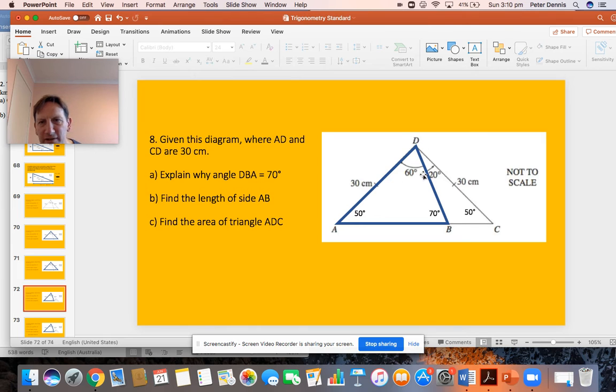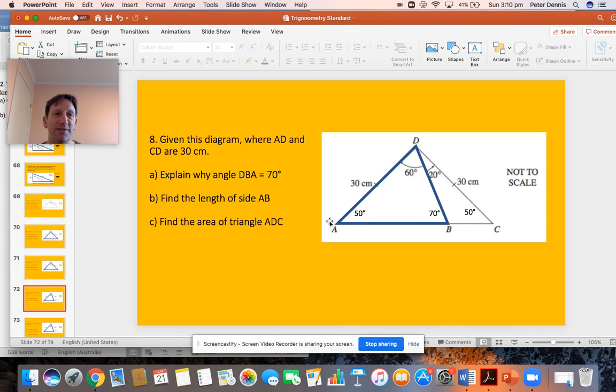So what we've got in this smaller triangle, we know that this is 50, this is 60. The angle sum of a triangle equals 180. So 50 plus 60 is 110, plus 70, 180. That is why angle DBA is 70 degrees. Always make sure that you are answering the question that is being asked.